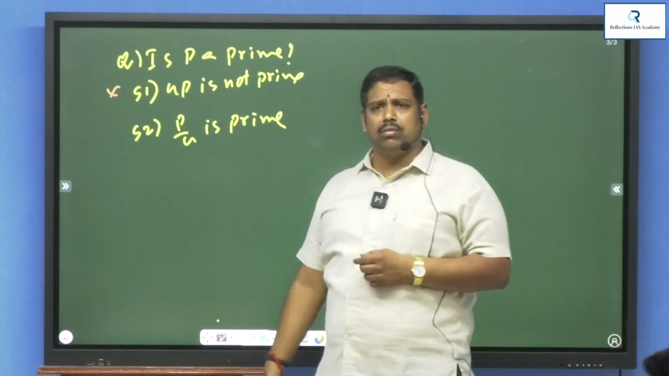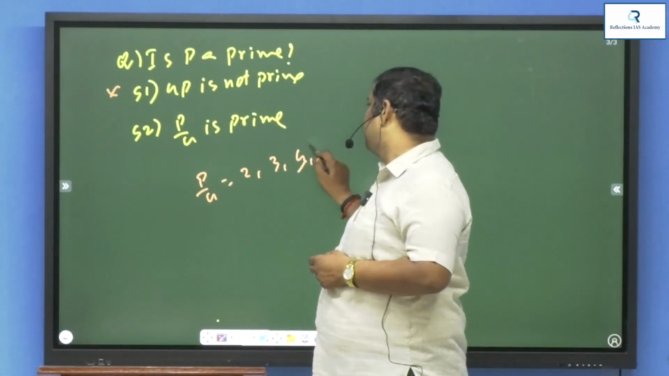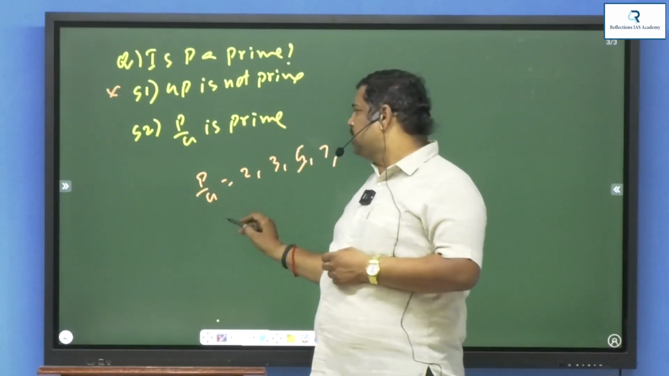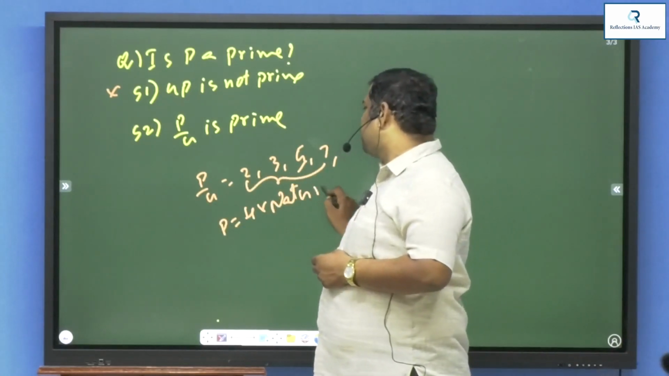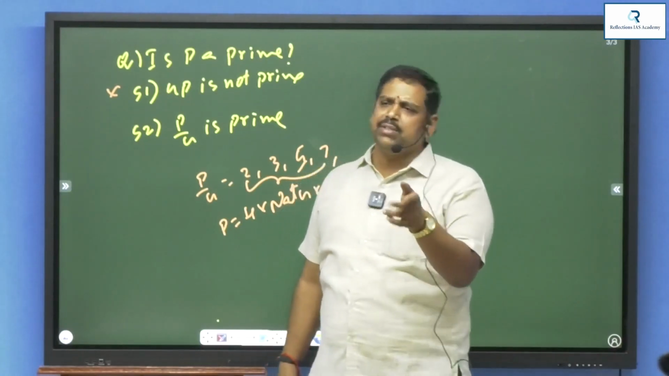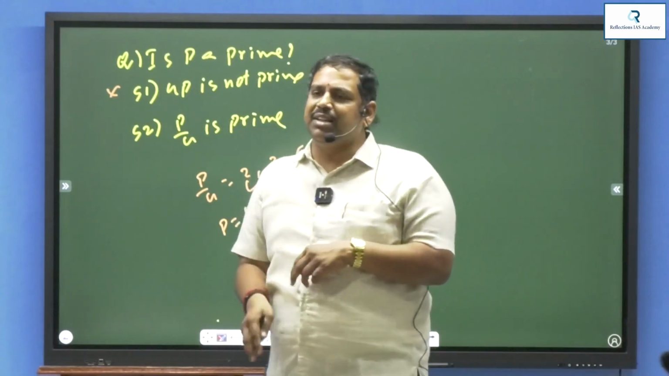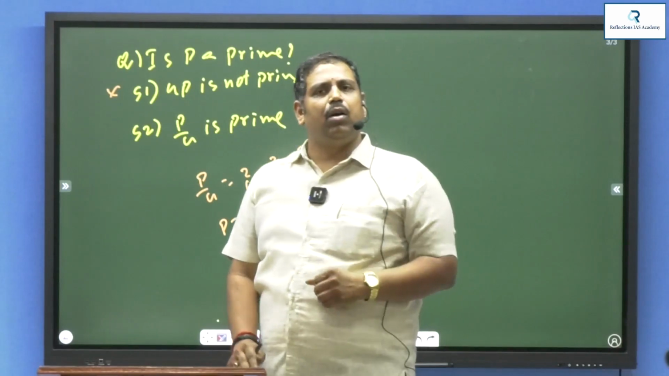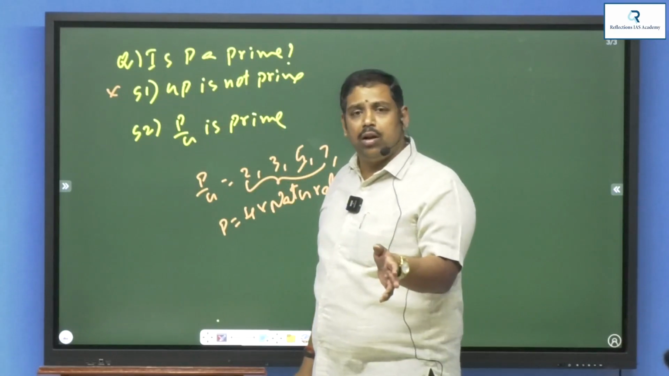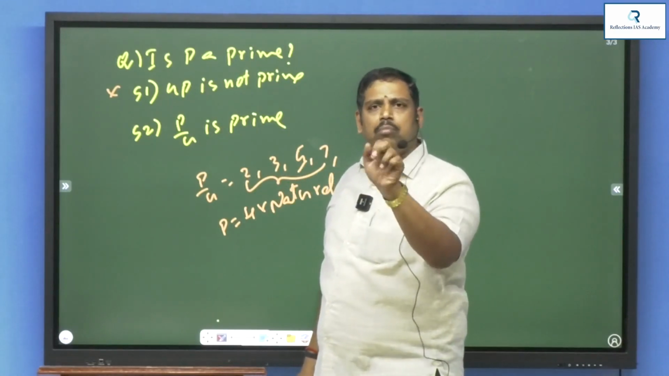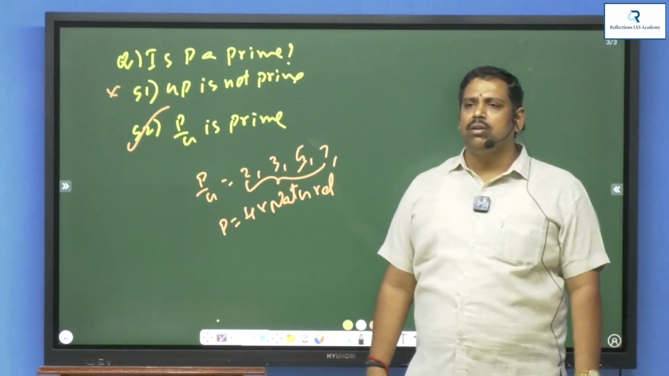P by 4 is a prime number. Means P by 4 is equal to, you can take 2, 3, 5, 7, etc. Then if you cross multiply, P is equal to 4 into some natural number, right? 4 into natural number means 4 multiple. P is a 4 multiple. 4 multiple means it will be a prime number or will not be a prime number? Now tell me, if P by 4 is a prime number, P is a prime number or not a prime number? Now you got a conclusion. When you got it? B alone. So can I say that the answer is S2 alone is sufficient to answer that question? Can I say that the answer is Bangalore?